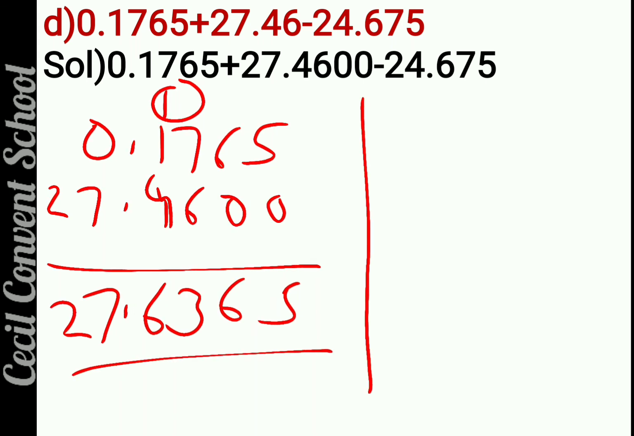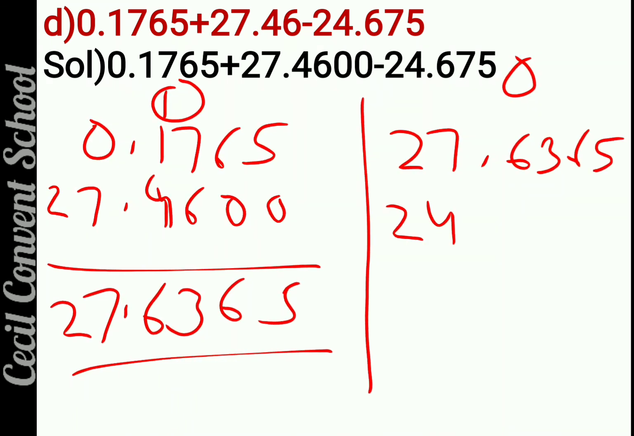Then from here you minus 24.675, but in 675 there should be 4 numbers, so I put a 0 here. So in step 2, 27.6365, you have to minus 24.6750.